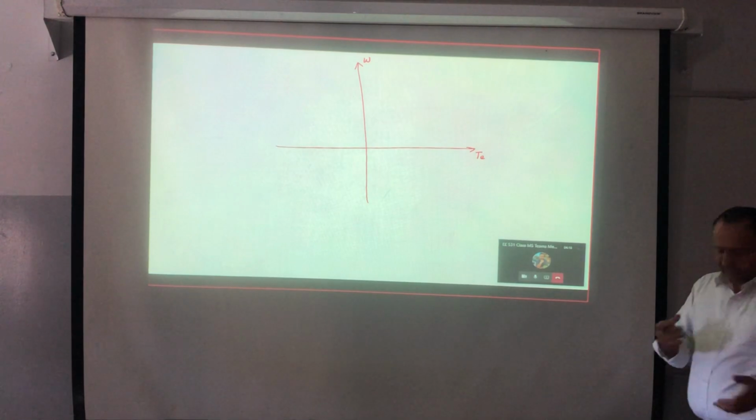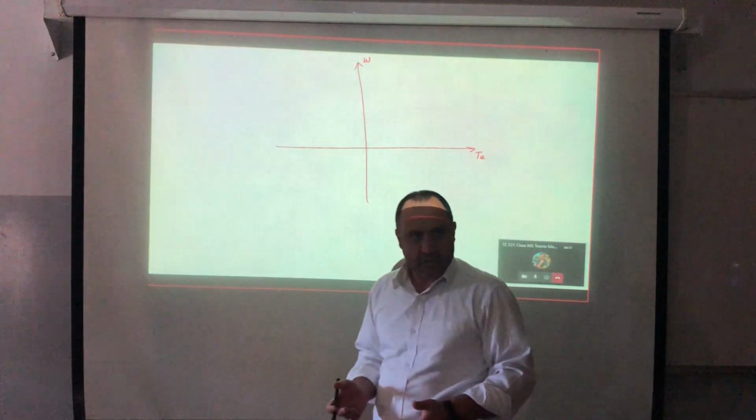So in general, if I need to discuss the mode of operation for any machine, I will draw the torque speed characteristic. So let's assume that this is the torque axis and this is the speed axis. And as you know, in engineering, the plus and the minus is the sense of direction. So I will assume that this is the positive direction of the torque and this is the positive direction of the speed.